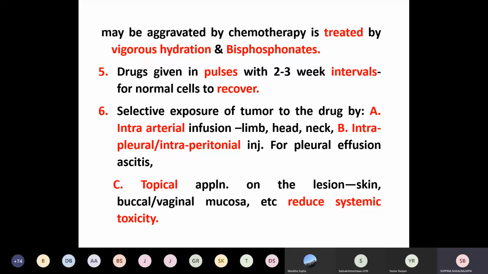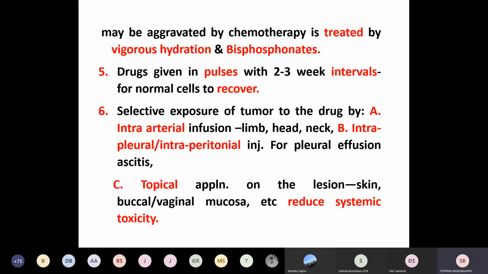Now, another way of preventing toxic reactions is by giving the drugs in pulses. What are pulses? You give one course of treatment, then a gap of 2 to 3 weeks, and afterwards another course. Depending upon the severity of the disease, it may be 3 pulses or 4 or 5. One dose is given for 3 or 5 days, whatever it may be; that is one course. Then a drug holiday of 2 to 3 weeks is given.